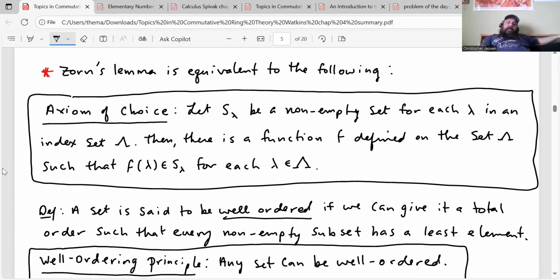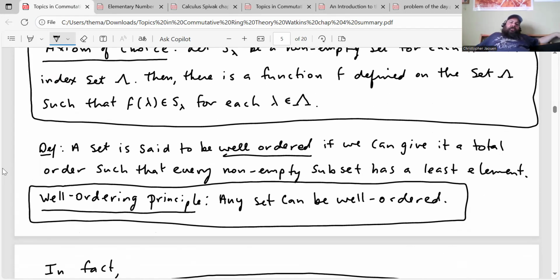So that's the axiom of choice. There is also the well ordering principle. Before we talk about that, though, let's remind ourselves what we mean by well ordering. A set is said to be well ordered if we can give it a total order such that every non-empty subset has a least element, and this is the well ordering principle. It turns out that any set can be well ordered.